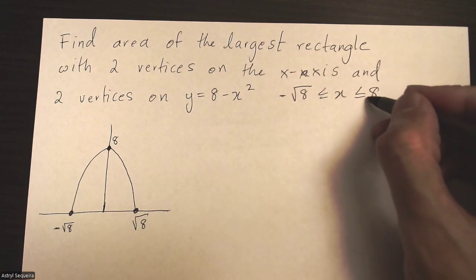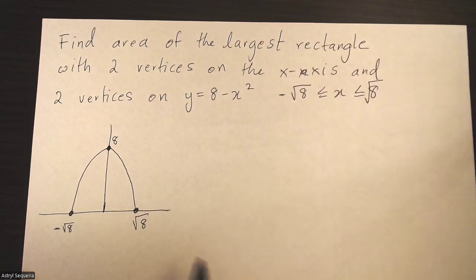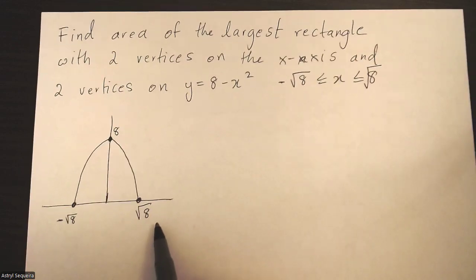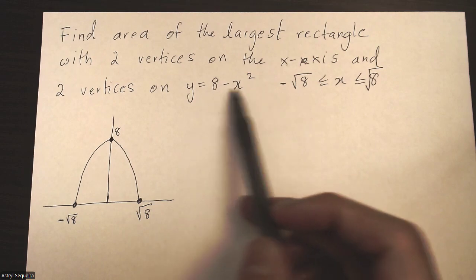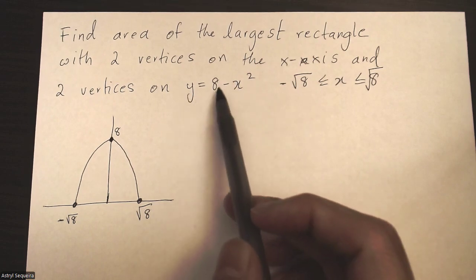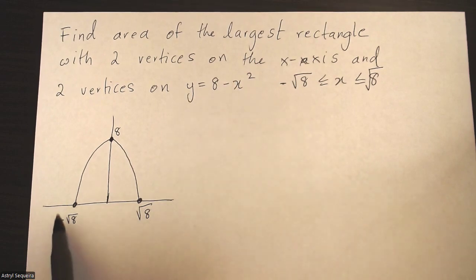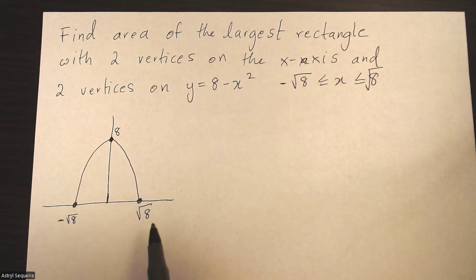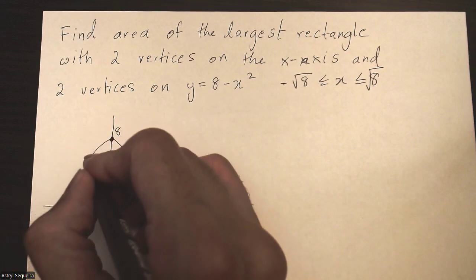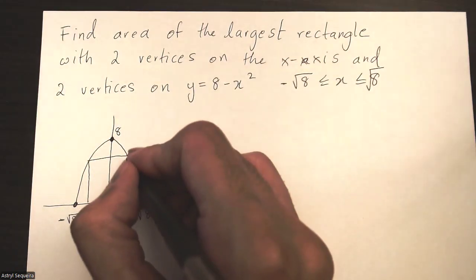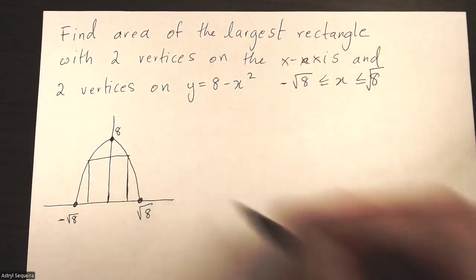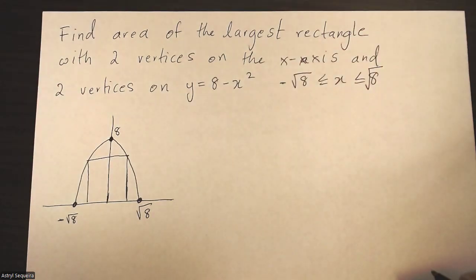Oops, the root is missing over here in the question. So negative root 8, positive root 8, because if I do difference of squares on this, or basically I move the x squared to the other side, I'll get plus or minus root 8 as my zeros. So I want to find the area of the largest rectangle that I can inscribe in here. So let's draw the rectangle right over there.